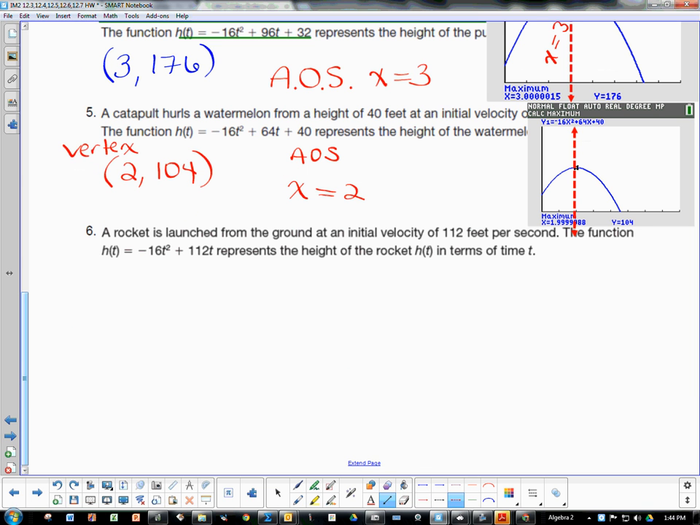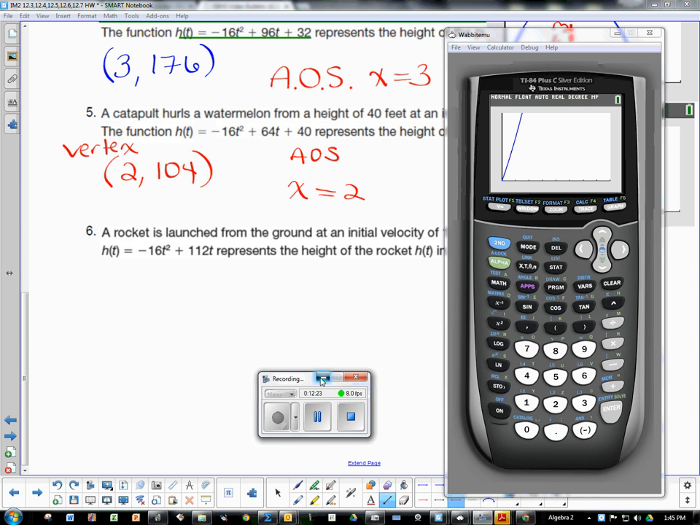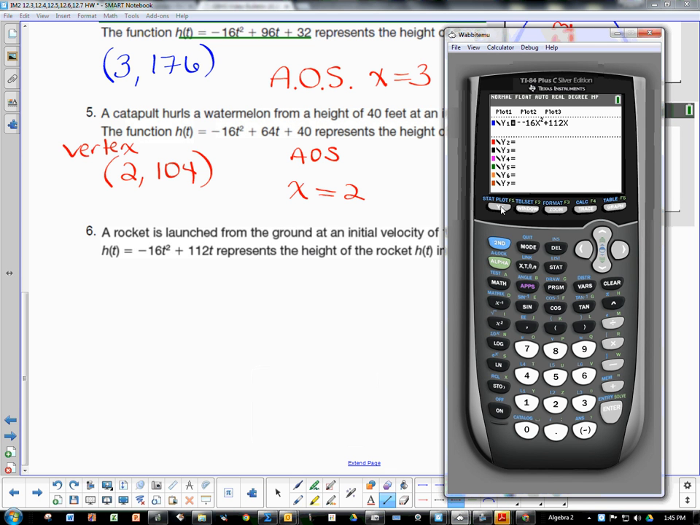Okay. Number 6. We're going to do the same thing there. So once again, I'm going to pause. All right, I have my function. I've typed it into my graphing calculator. But when I go to graph, my window is a little too small. So we're going to head up to window, and we're dealing with a rocket here, so it's probably going to go up a little bit higher. And I'm not sure of the maximum height, so let's test 2,000. We'll go ahead and graph it.